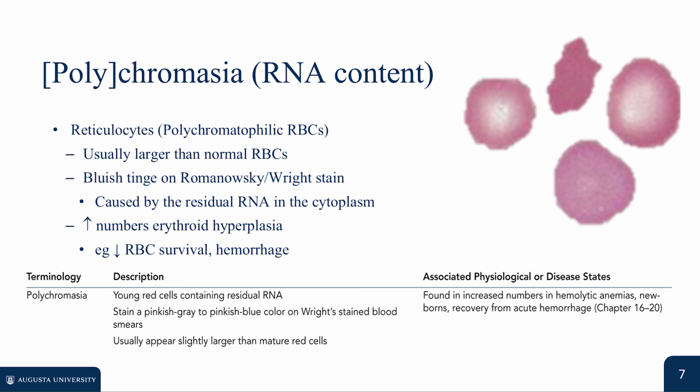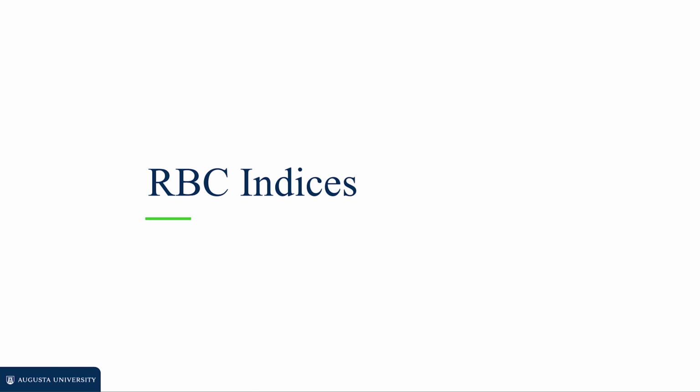Physiological triggers include systemic tissue hypoxia, acute hemorrhage, or states of shortened red blood cell survival such as hemolytic anemias. Identifying polychromasia provides immediate microscopic evidence that the bone marrow is responding appropriately to peripheral erythrocyte loss or systemic oxygen deprivation. Today, we reviewed red blood cell morphology, indices, and their clinical interpretation.